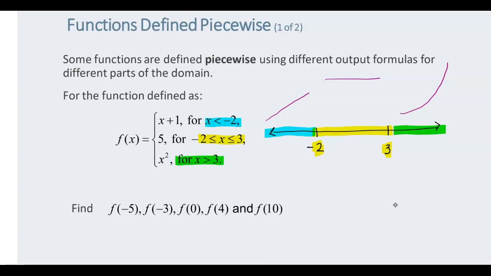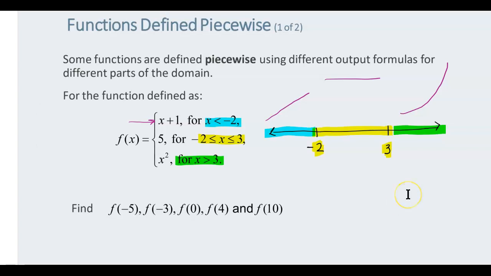We don't take those values and plug them in 3 times for each of the functions that we see. We use the specified domain that's given to us. So for the first one, for f of -5, we're going to use the first part of the graph, the blue part, because -5 falls within that domain of being a value that's less than -2.